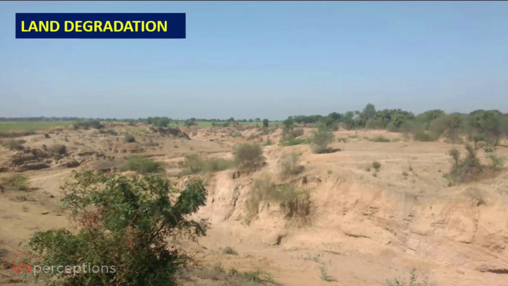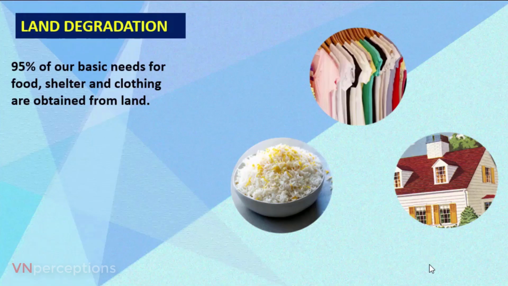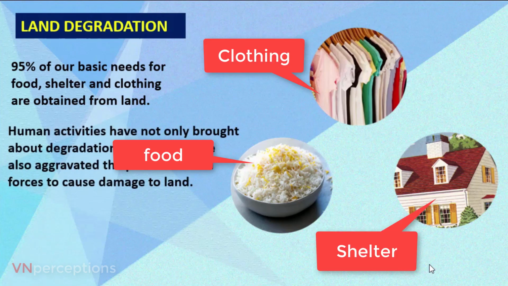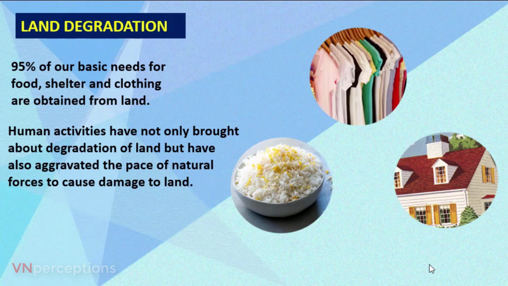Let us understand now land degradation. 95% of our basic needs for food, shelter, and clothing is obtained from land. Human activities have not only brought about degradation of land but have also aggravated the pace of natural forces to cause damage to land. Now let us understand them in detail.